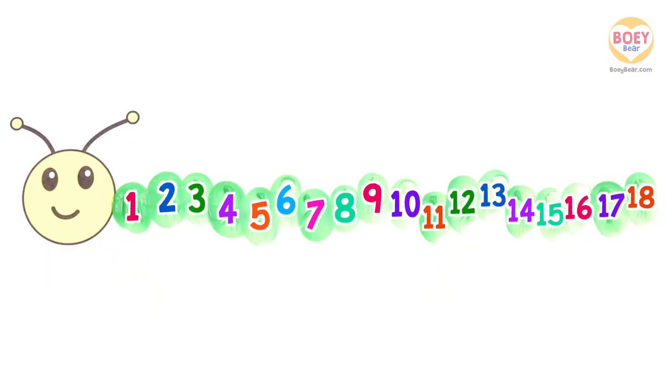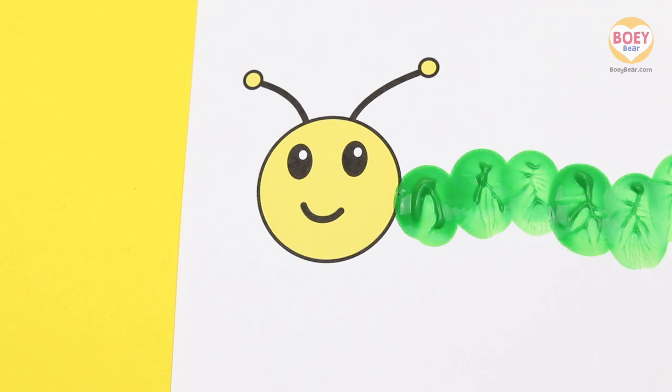1, 2, 3, 4, 5, 6, 7, 8, 9, 10, 11, 12, 13, 14, 15, 16, 17, 18. There we go. The caterpillar has 18 parts to its body. It's your turn to count as we take a closer look. Get ready to count. Ready.